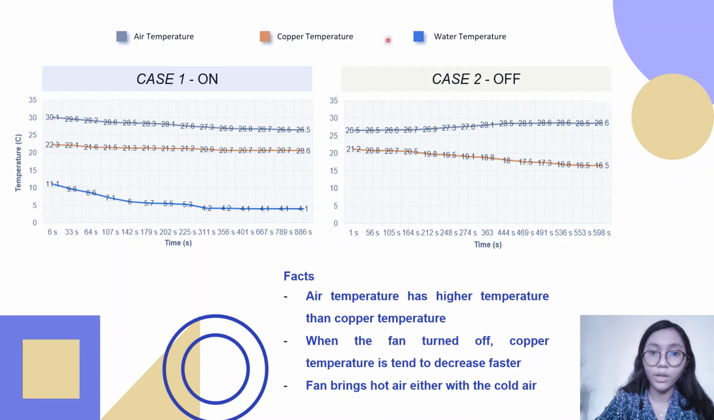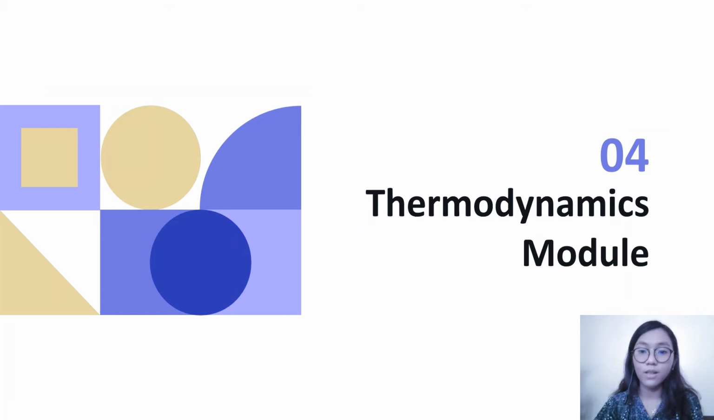While the air temperature has increased, this result is due to insufficient cool air reaching the second thermometer. We can conclude that the air from the fan may contain hot air too, so that when the fan is turned off, the copper has a lower temperature. It means the air blower from the fan does not always produce cold air, but the blower also brings hot air with it.